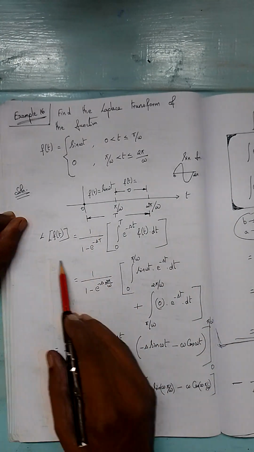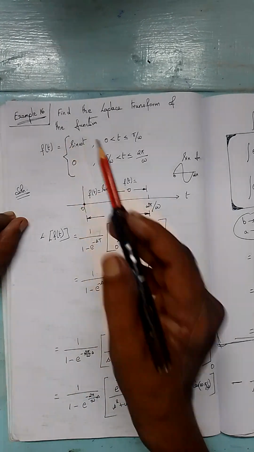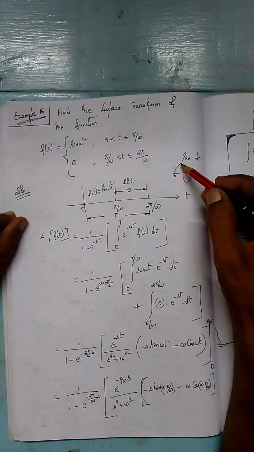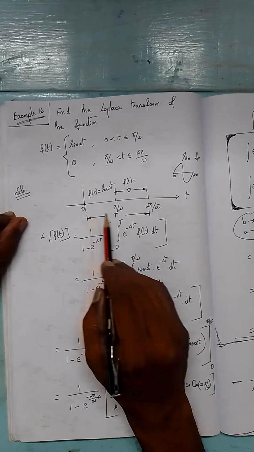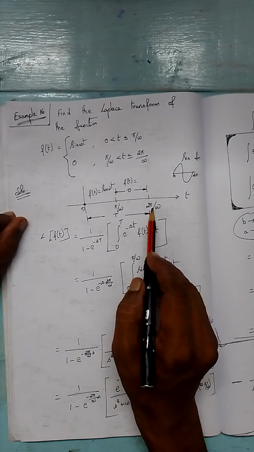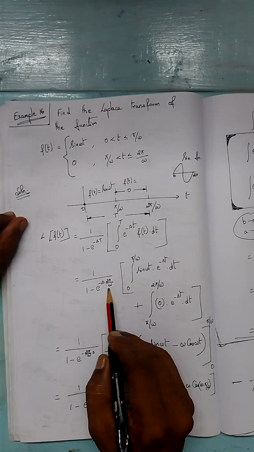So this is the formula for Laplace transform for a periodic function. Sine is a periodic function. We all know the sine graph. Now the period is from here to here. So T is equal to 2 pi by omega. In the place of capital T you substitute 2 pi by omega.